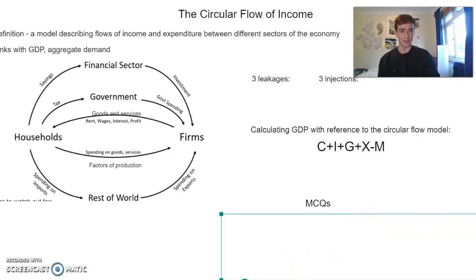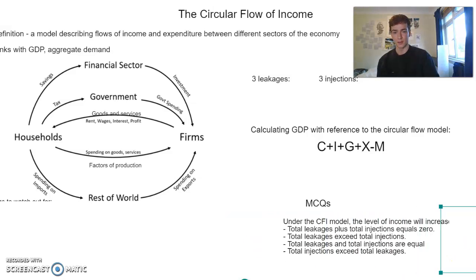So let's have a look at some MCQs, some multiple choice questions, working through each answer together and discussing why they're wrong or right. So under the circular flow of income model, the level of income will increase if A, total leakages plus total injections equals 0, B, total leakages exceed total injections, C, total leakages and total injections are equal, and D, total injections exceed total leakages.